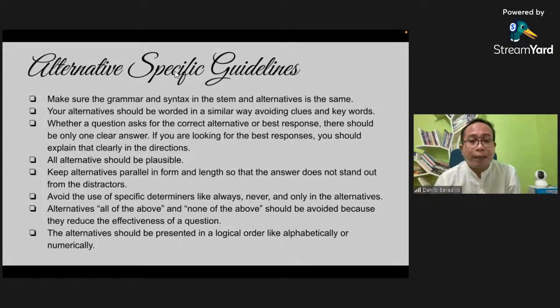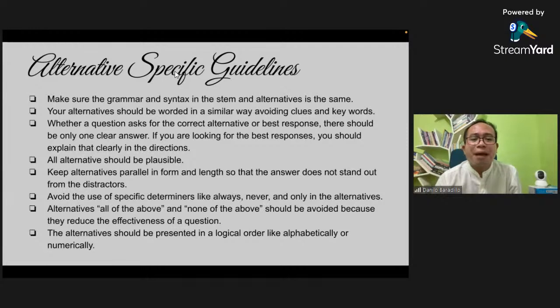Whether a question asks for a correct alternative or the best response, there should be only one clear answer. So if you're looking for the best response, you should explain that clearly in the directions, which are part of the principles of multiple choice questions. All alternatives should be plausible. So that's one thing that you will also have to notice later.